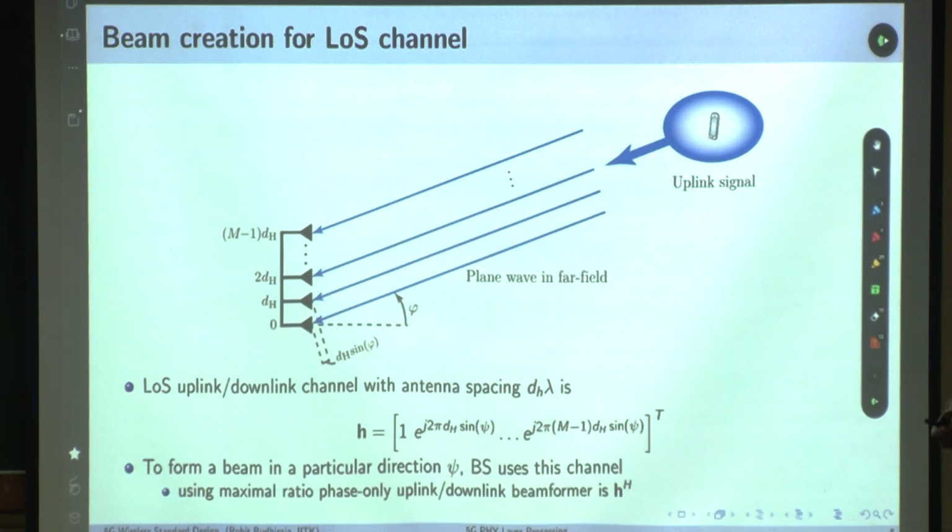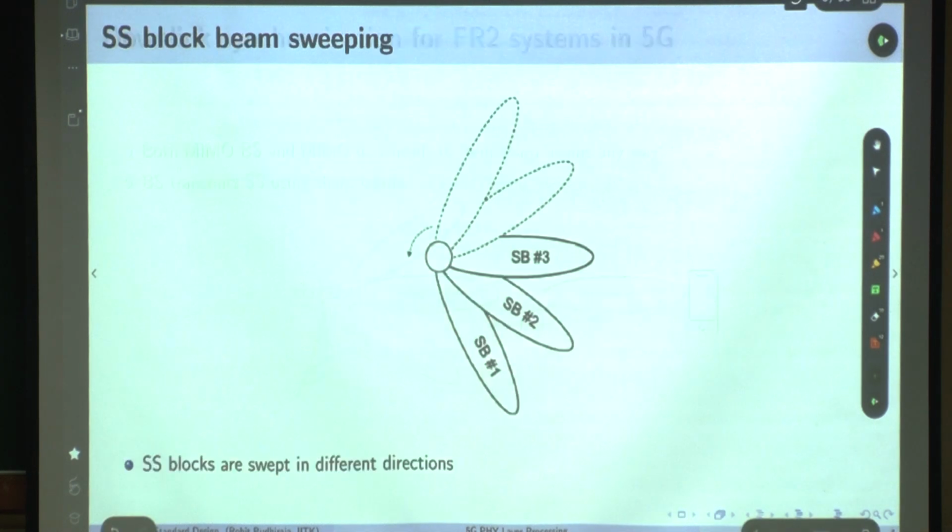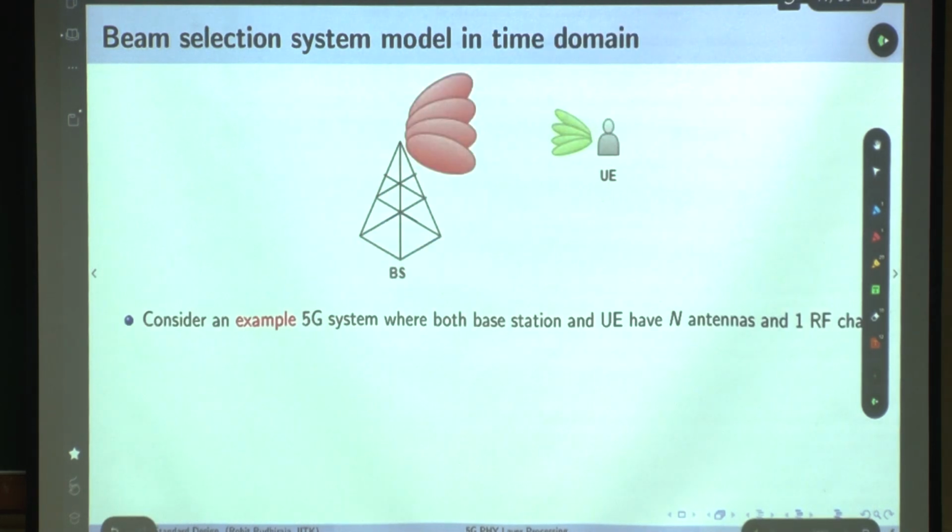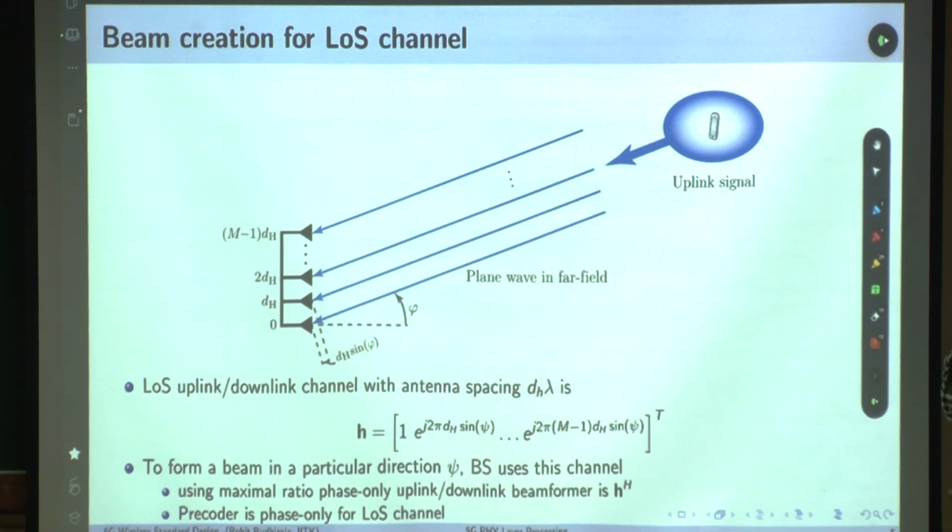But it's very easy for the base station to create these beams for line of sight channels, and that's what it can do because it does not have any other information about the user. It is blindly sweeping these beams in particular directions. So this is phi 1, phi 2, phi 3. It knows the precoder for all of them. In one slot, it will sweep in this direction, in another slot, it will sweep in that direction. So this is primarily the idea.